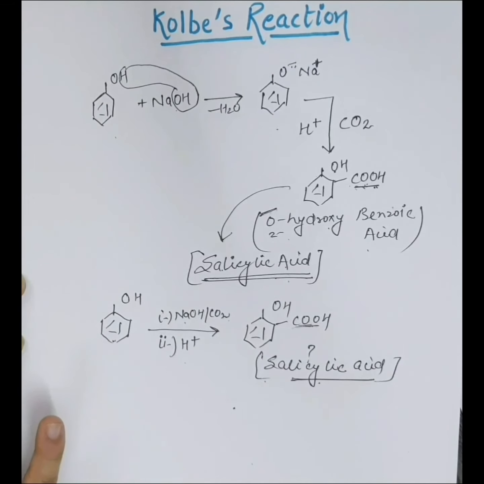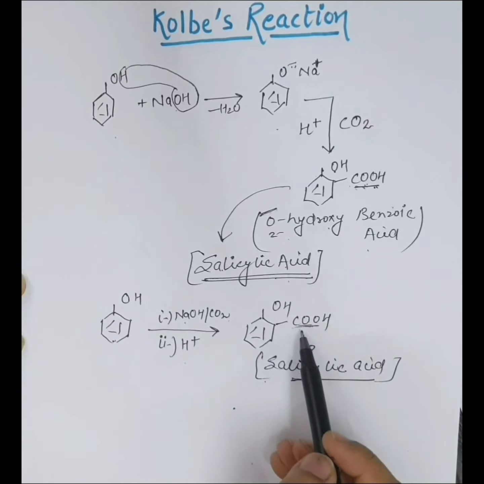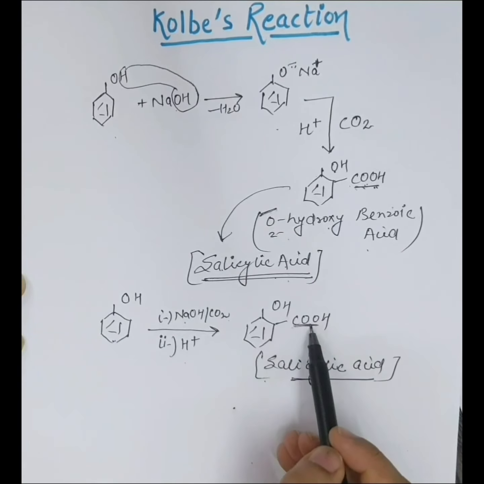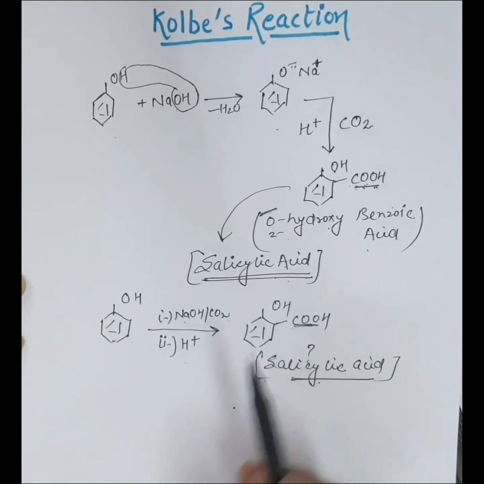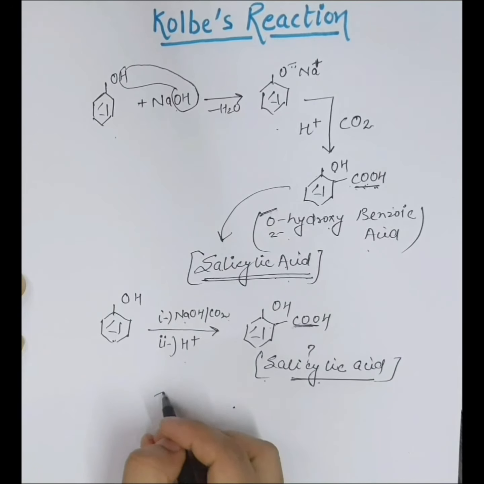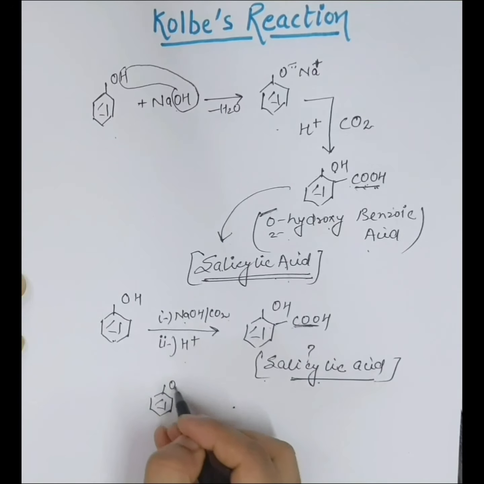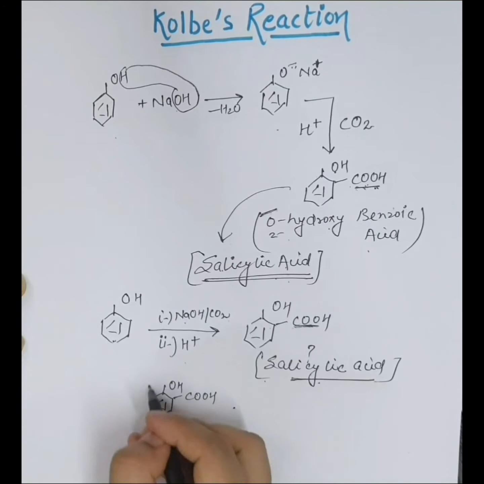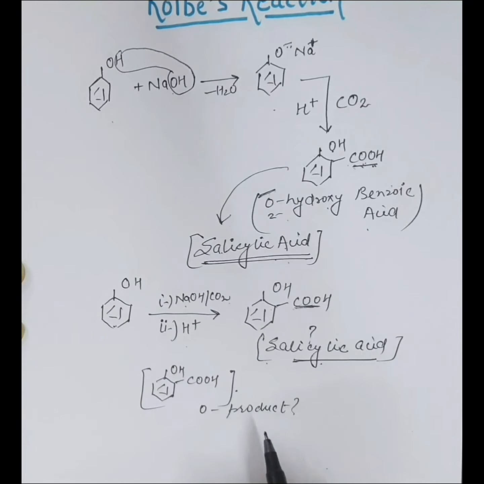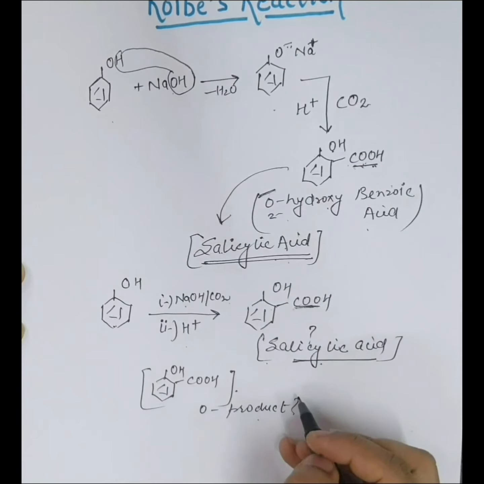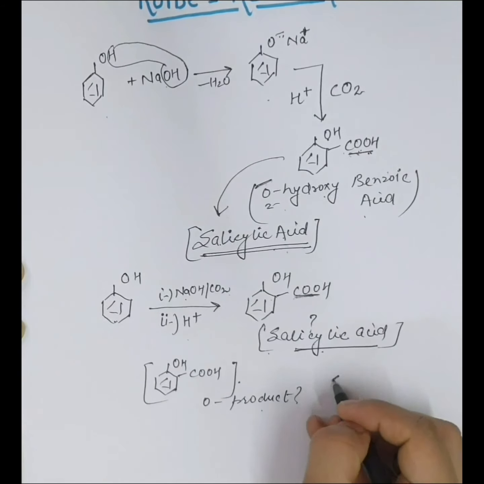Actually the mechanism is not included in the NCERT book, but we will discuss the mechanism too, because after the mechanism it will be clear to you how the COOH group is attached to the ortho position, and why the ortho product is major here. Like the Reimer-Tiemann reaction, the ortho product is major because of intramolecular hydrogen bonding. How is intramolecular hydrogen bonding formed here?